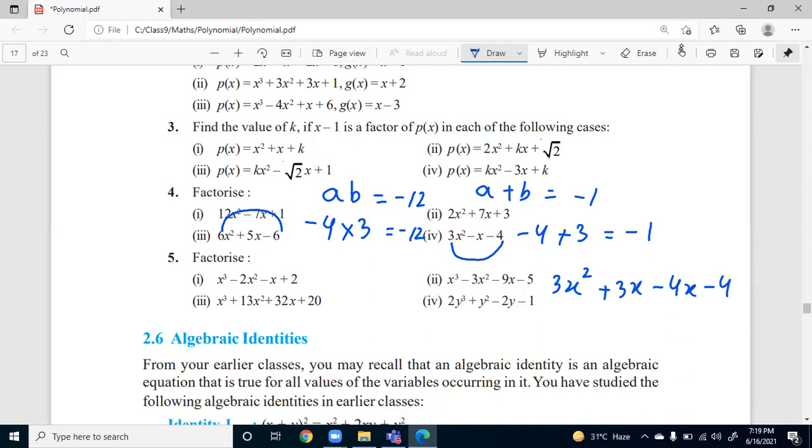So out of the first two terms, I can take 3x as common. Then what will go in the bracket? x plus 1. And if I take minus 4 common, what will go in the bracket? That is x plus 1. Okay, so I got two factors, that is 3x minus 4 and x plus 1.